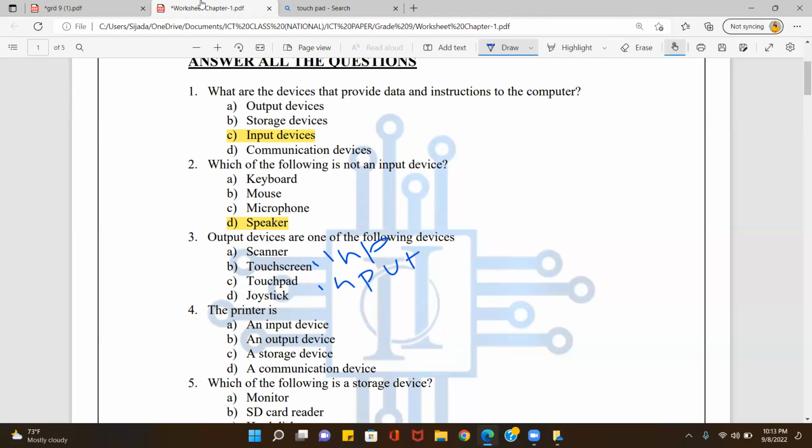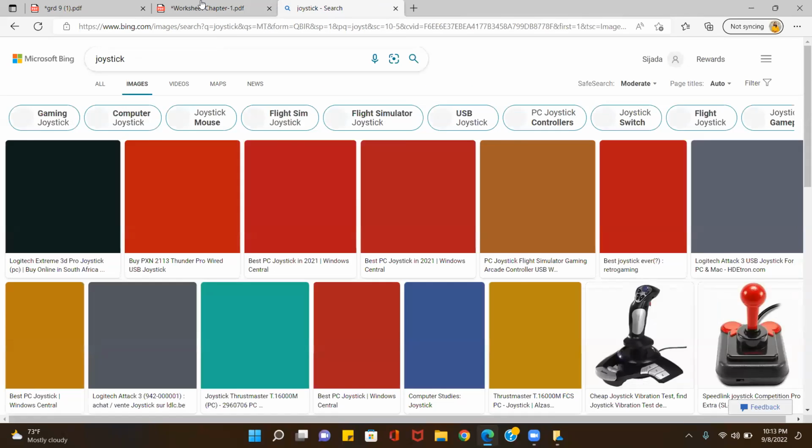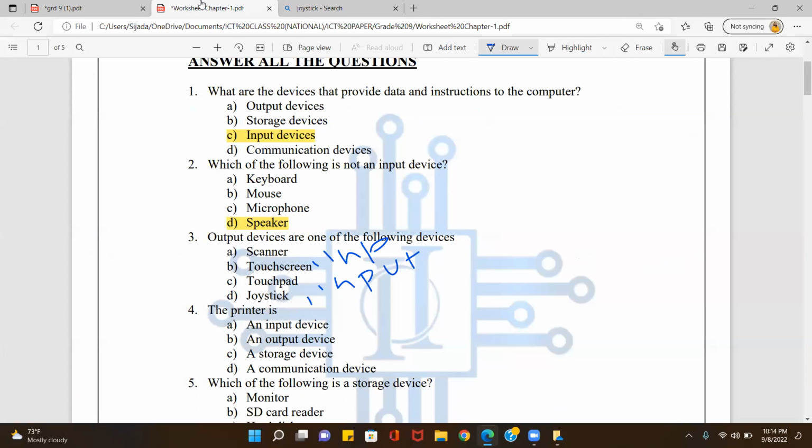Have you seen a joystick? You might have seen it when you have gone to play area places. This is called a joystick. If you want to move the player when you're playing a game, make the player jump and so on, you use a joystick. So you give instruction, you tell the player what to do. So therefore it is also input.